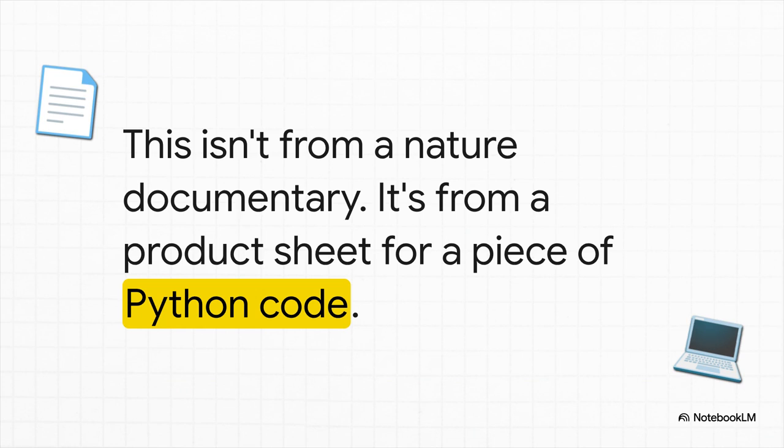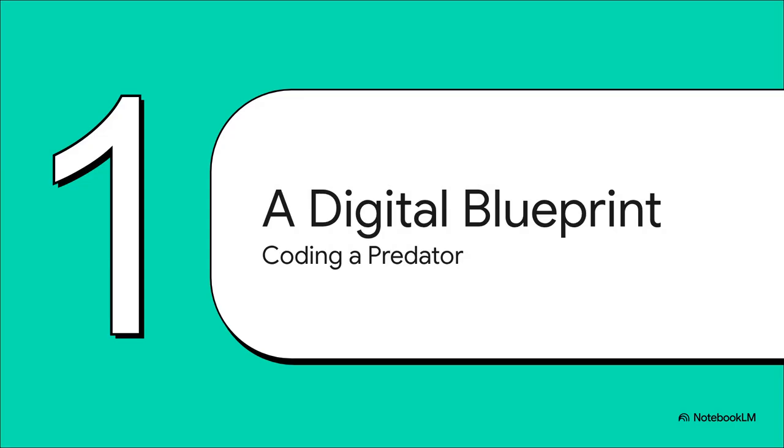It's translated from the product sheet for a Python module, which is basically a pre-packaged toolkit of code. That's right, it's for a piece of software designed to simulate the entire life cycle of an eagle. And that's what we're doing today. We're going to break down this digital blueprint to see exactly how you turn a living, breathing predator into a set of rules.